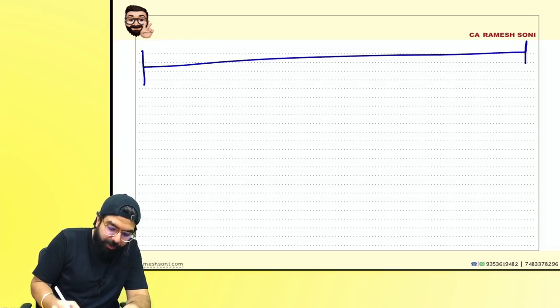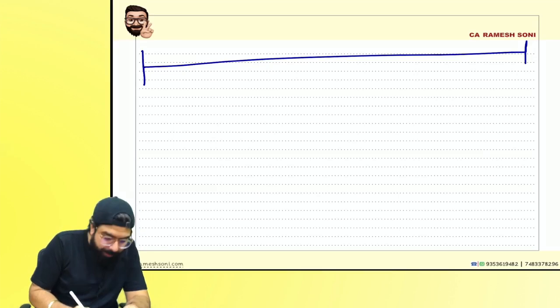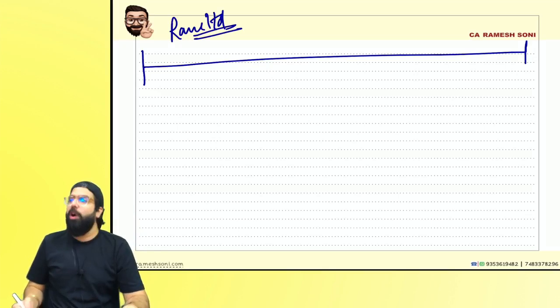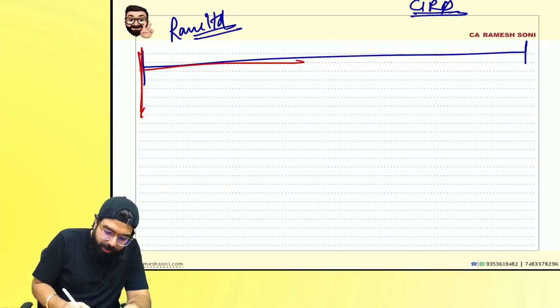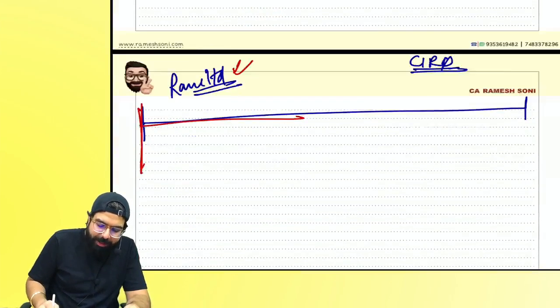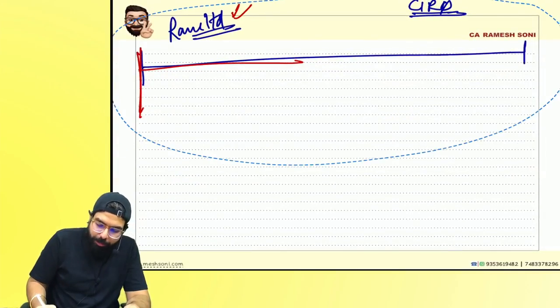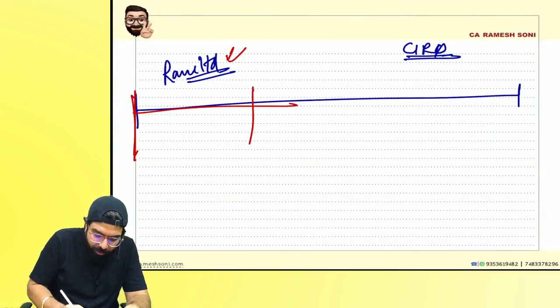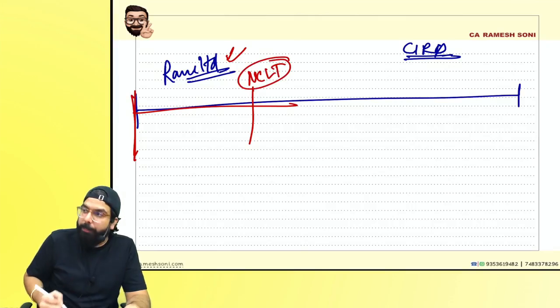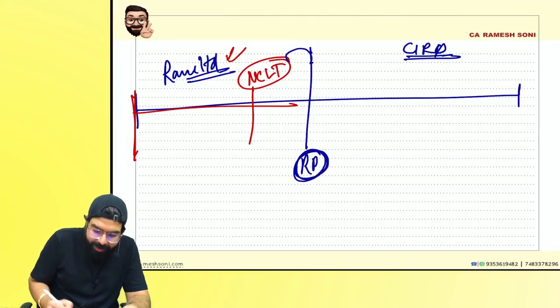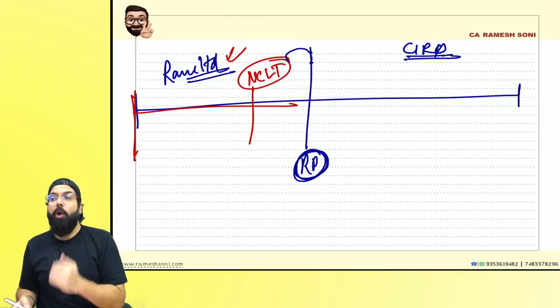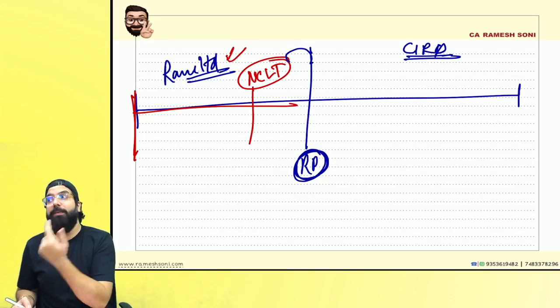Everyone listen to me very carefully. Supposing there is a company, RAM Limited, which is undergoing the corporate insolvency resolution process. What will happen in this scenario? Supposing they were not able to pay their creditors, and hence the creditors went to NCLT and said, sir, please close this company. So the NCLT appointed one resolution professional, saying, sir, please see how we can revive the company. And one resolution professional was appointed.